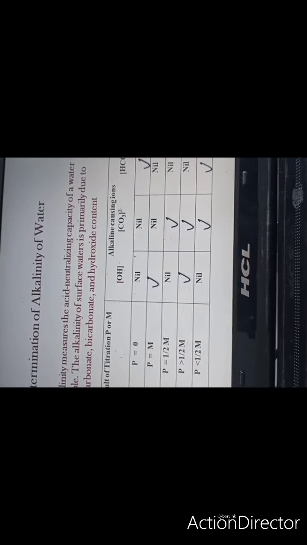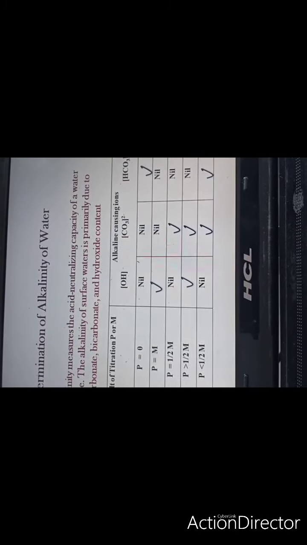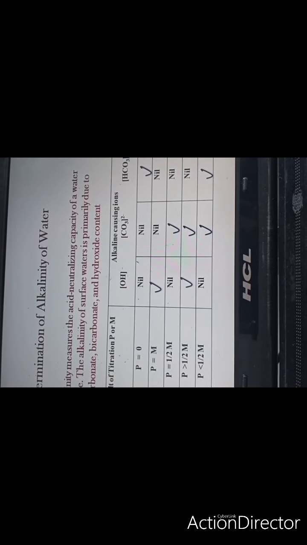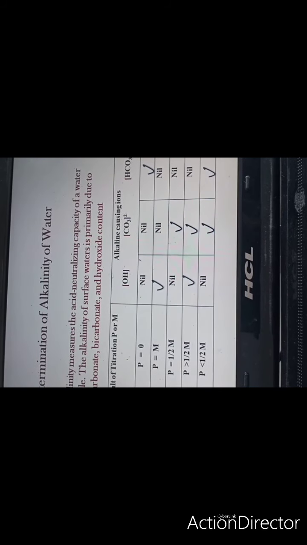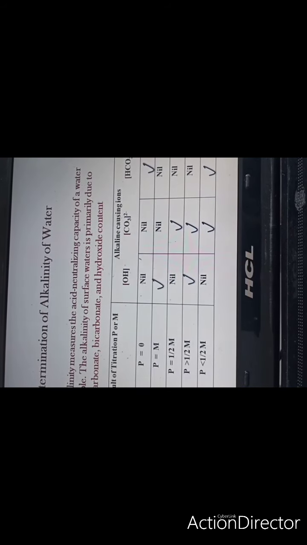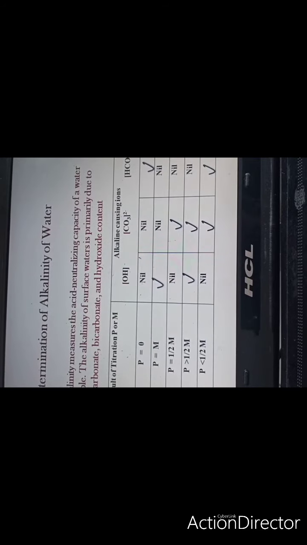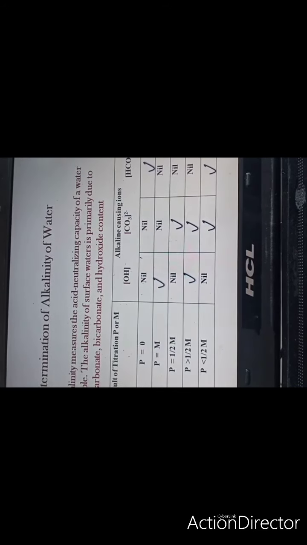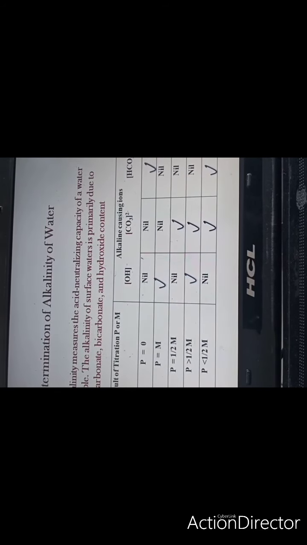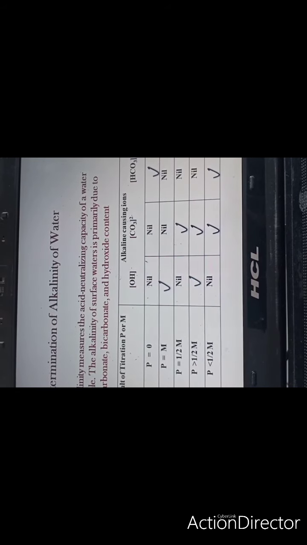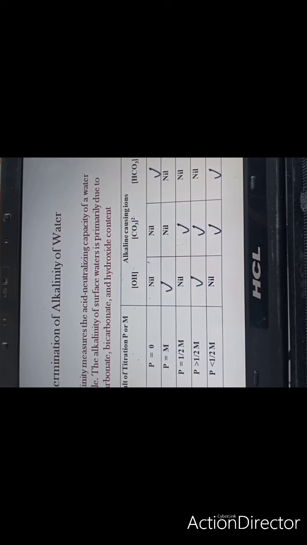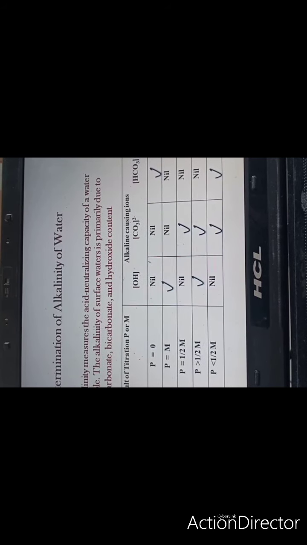Now let us talk about the alkalinity of water. It is nothing but the acid neutralizing capacity of water, and that is basically due to the presence of carbonate, bicarbonate and hydroxide contents present in water. We can find out the alkalinity of water using the volumetric analysis method. We will be doing an acid-base titration. So let us understand the basic concept.